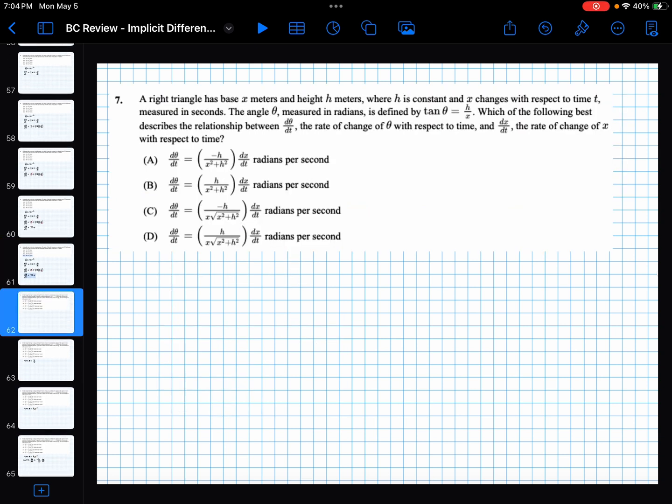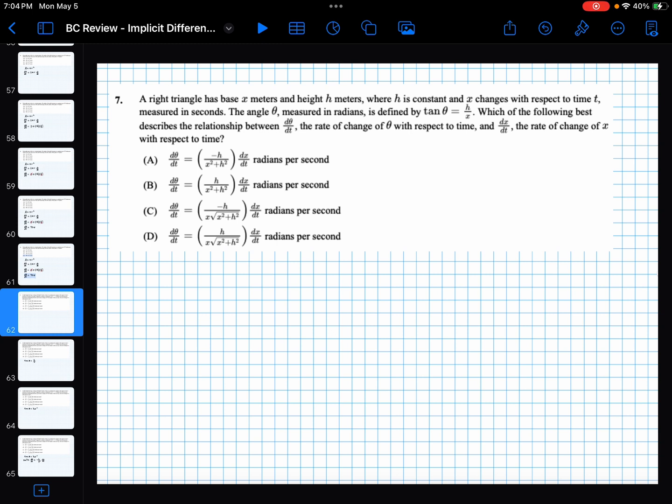All right, moving on. Question 7. This one's a tricky one, but they give you clues to lead you in the right direction. Number one, they're saying it's a right triangle. They tell you the base is x and the height is h. They're doing that for a reason, because you're going to need the right triangle a little bit later on. They also tell you h is constant and x changes with respect to time.